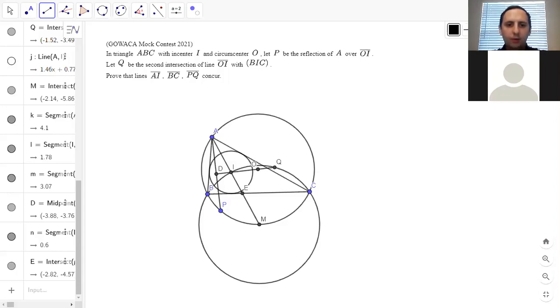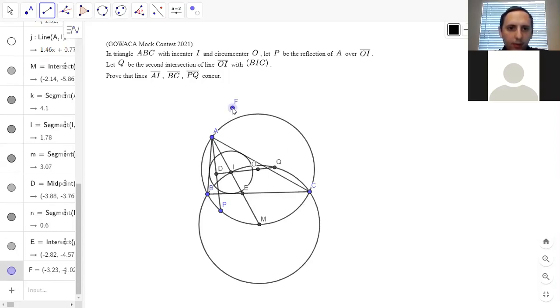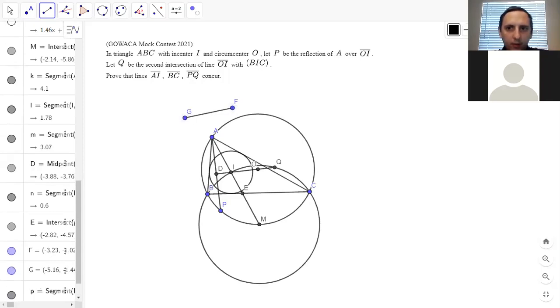So I guess we could let QP intersect BC at a point E prime, and then we could try to show that AE prime is an angle bisector. That's another way to do it. Or maybe this is some kind of radical axis theorem. BC is a radical axis. Can we make PQ a radical axis?